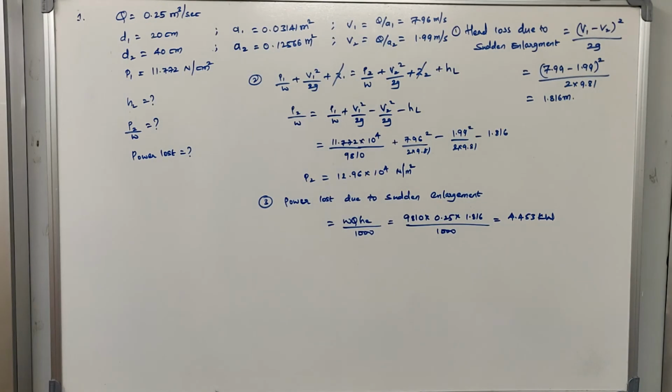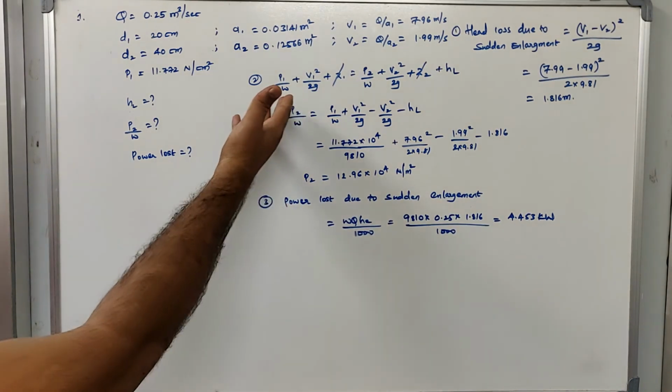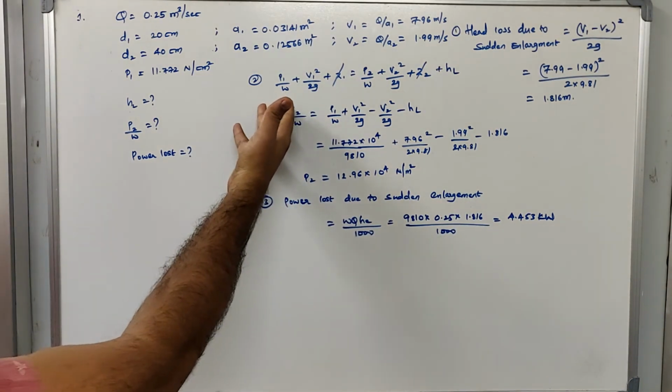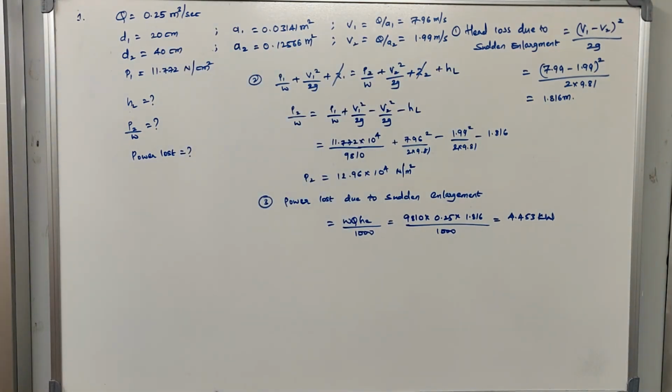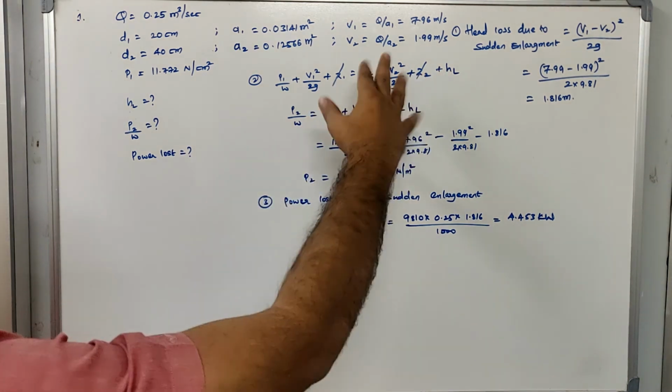After determining that, the next step is to apply Bernoulli's equation. So this is the Bernoulli's equation we have. The question has not explained what kind of pipe it is, whether it is inclined or horizontal. So let us assume that it is a horizontal pipe. If it is horizontal, Z1 will be equal to Z2. It means the elevation at the first pipe and the second pipe remain the same, so Z1 and Z2 will get cancelled.